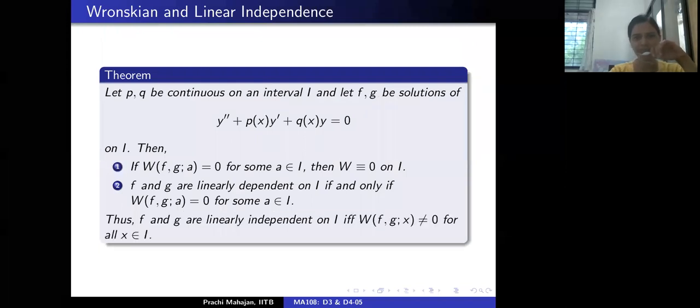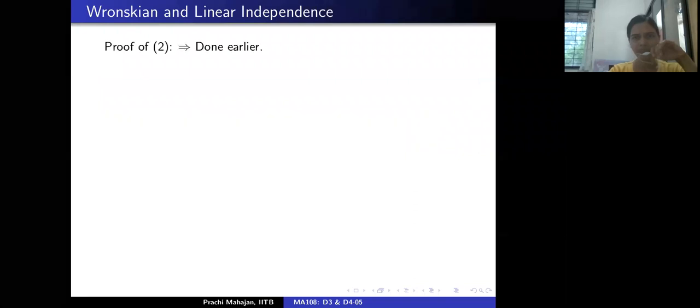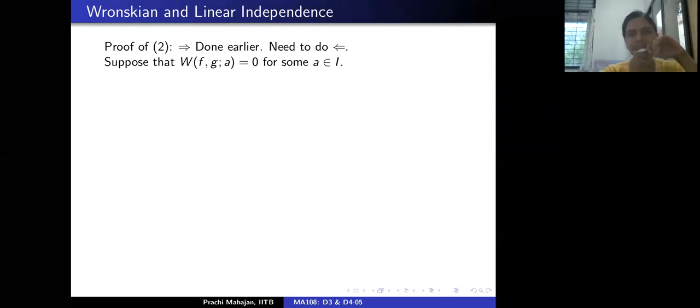Let's see what we have to do. Let's assume that the Wronskian of f and g is 0 at some point A in the interval I. Remember what we need to prove: we need to prove that f and g are linearly dependent. Sorry, I'll take my words back.